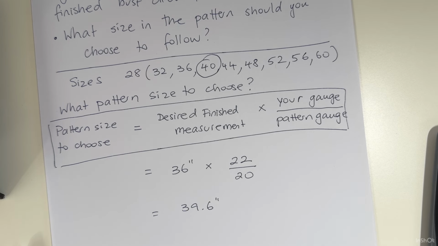Another thing is that you do have other options. You could change your needle size to try to meet gauge. So if you were getting 22 stitches over 4 inches instead of 20, you might want to go up a needle size and see if you can get closer to 20 stitches.